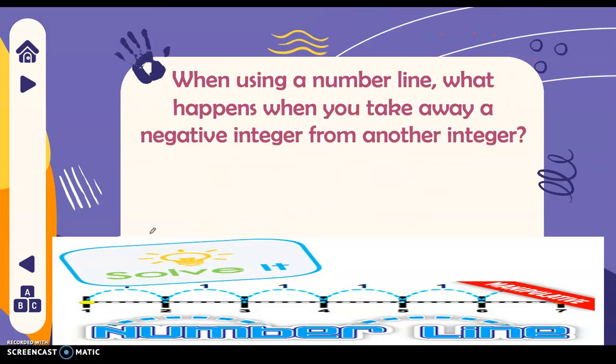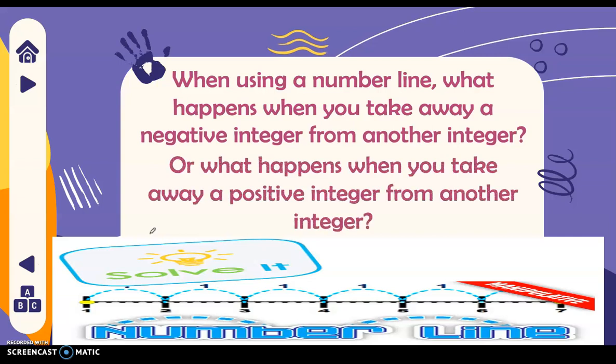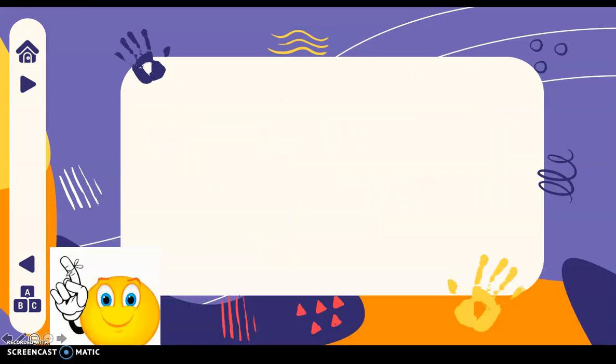Now, when using a number line, what happens when you take away a negative integer from another integer? Or what happens when you take away a positive integer from another integer? So let's subtract integers using a number line.